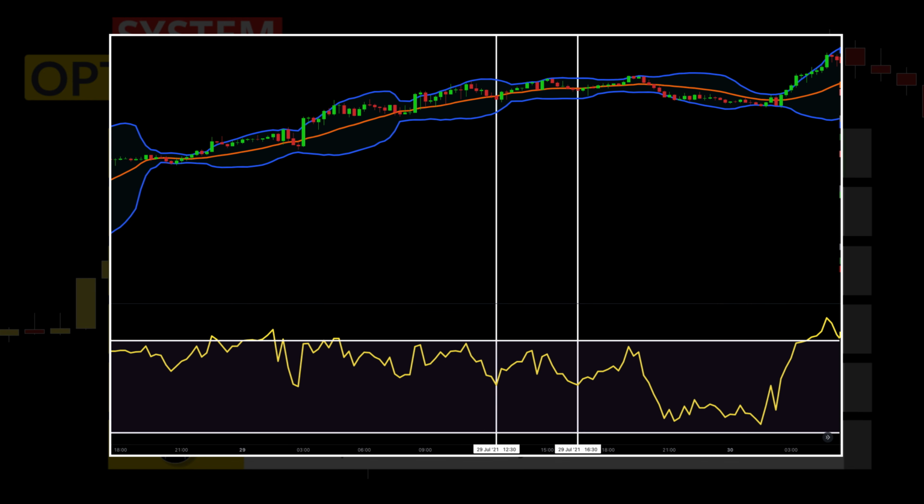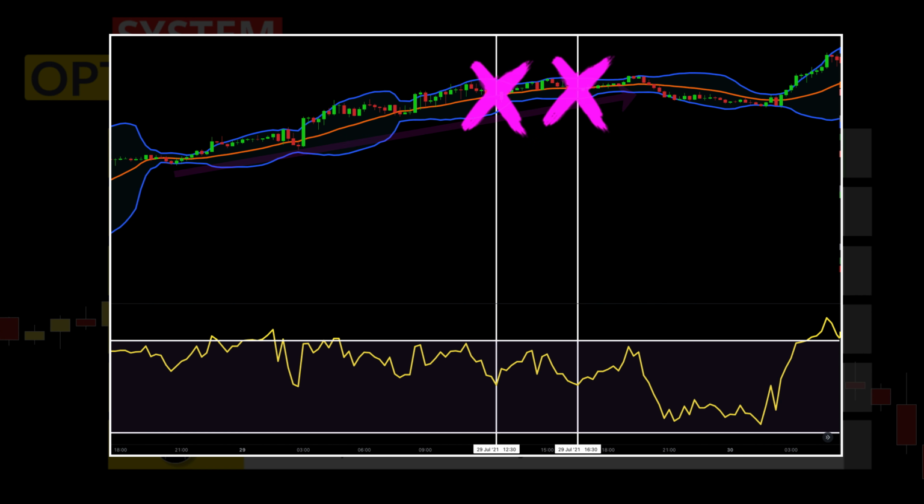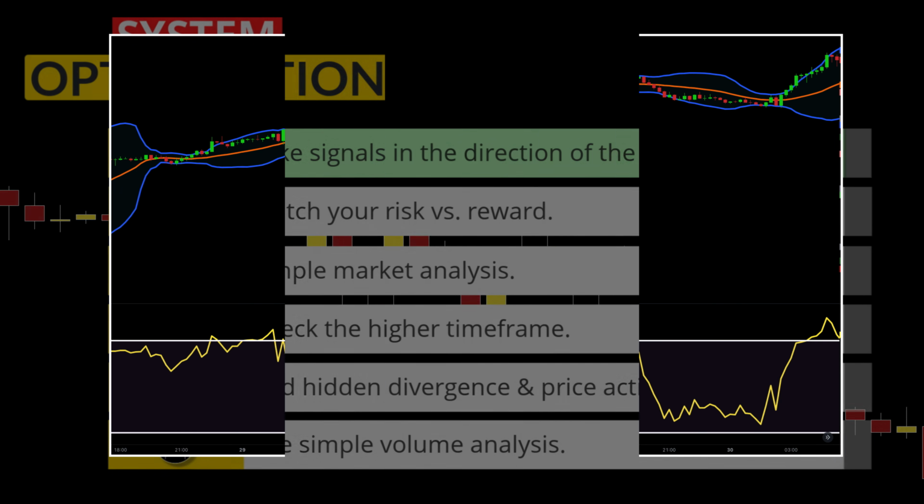First, like I've just mentioned, this system does not go with the trend. Here is a clear, very bullish trend and 2 sell signals are given. Why would anybody want to sell during this very impulsive trend?